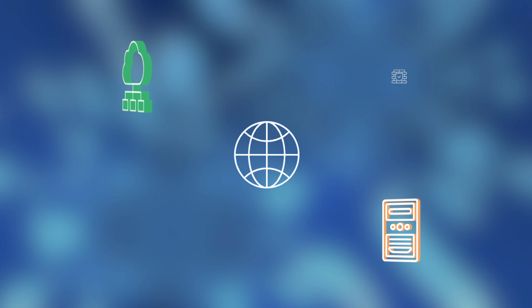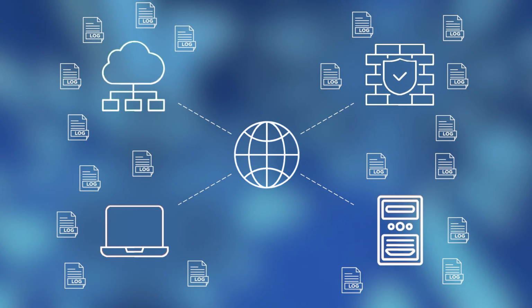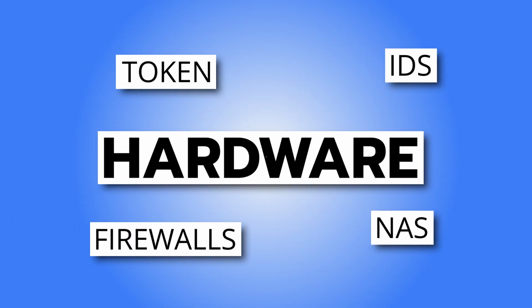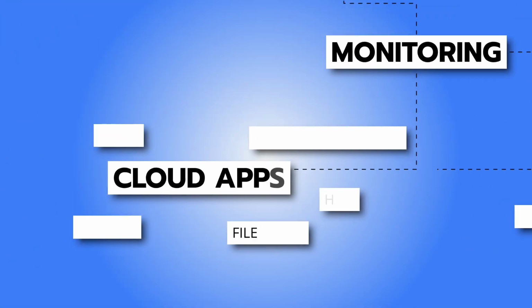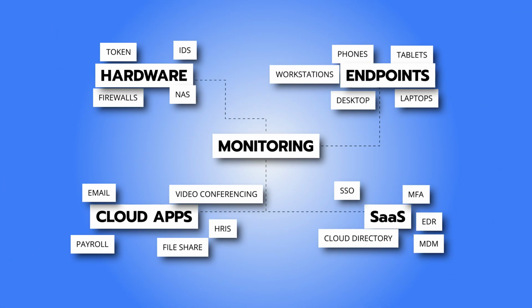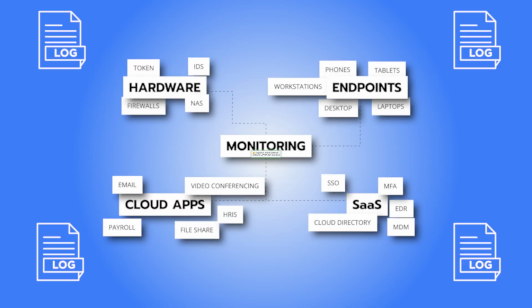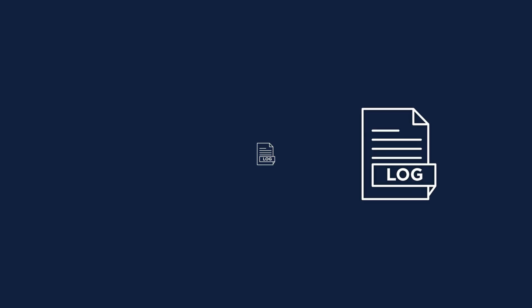Being able to know when something is wrong in your environment is the first step to being able to effectively protect it. But that requires visibility provided by alerts and logs coming from basically anywhere your organization does its work. Hardware like firewalls and NAS shares, endpoints like desktops and laptops, cloud apps or SaaS providers, they all produce their own logs recording what that resource is or isn't doing. Some will also generate priority or pushed alerts when something doesn't behave as expected.